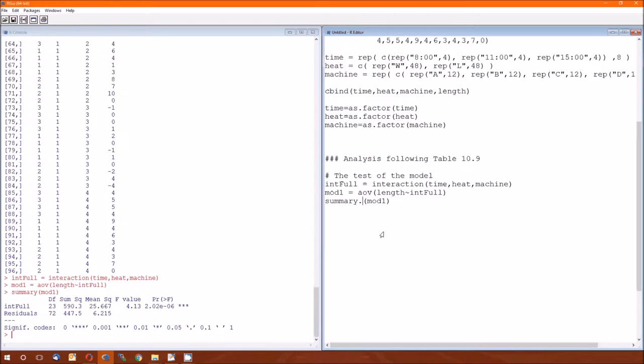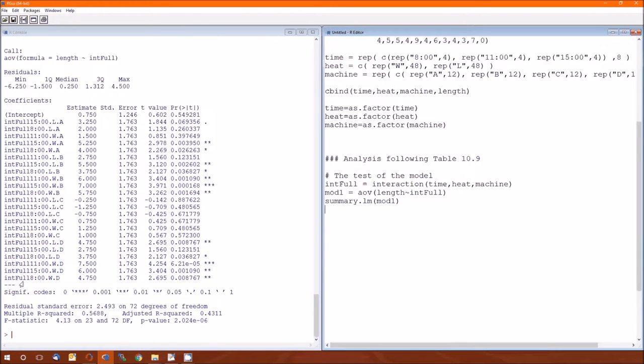If you want to see all those levels that we created with the int full, summary.lm will do that. So this 4.75 is the 8 o'clock by W by D. I don't recall what WD is, but I know what 8 o'clock means, and it is significantly different from the base level. So that's one thing that summary.lm does.